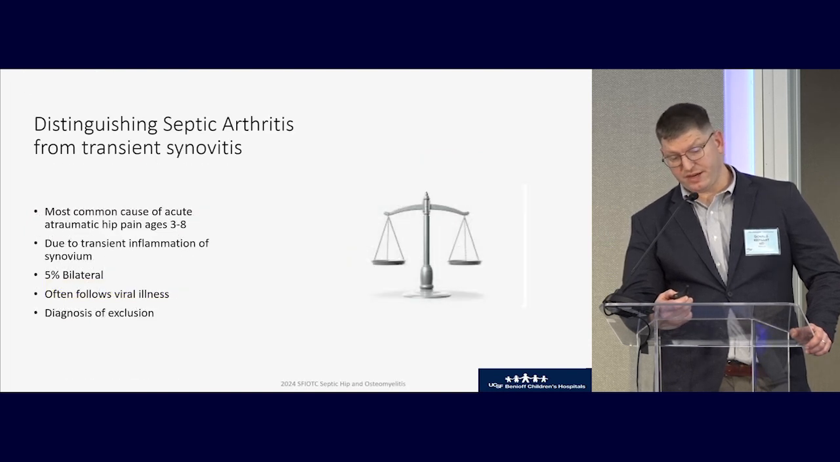Transient synovitis is a reactive condition of the synovium. It's the most common cause of acute atraumatic hip pain in children ages 3 to 8. 5% of the time it's bilateral, but it's typically unilateral. It often follows viral illness, and it's a diagnosis of exclusion.